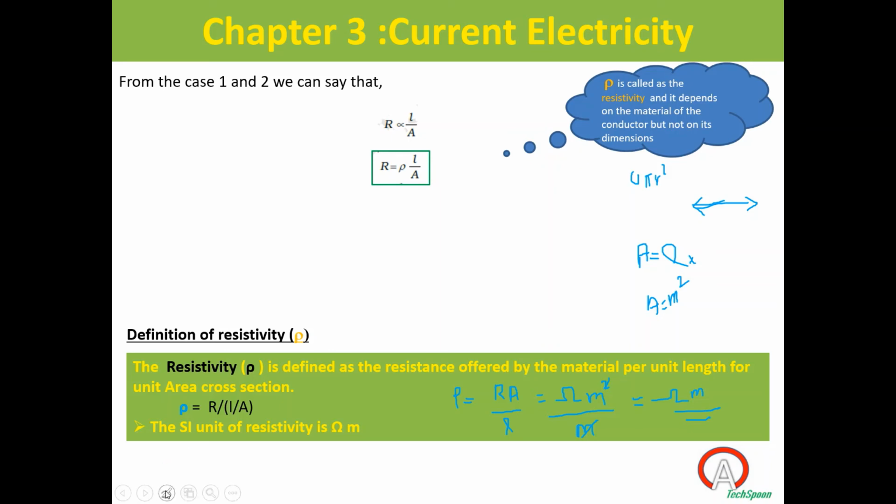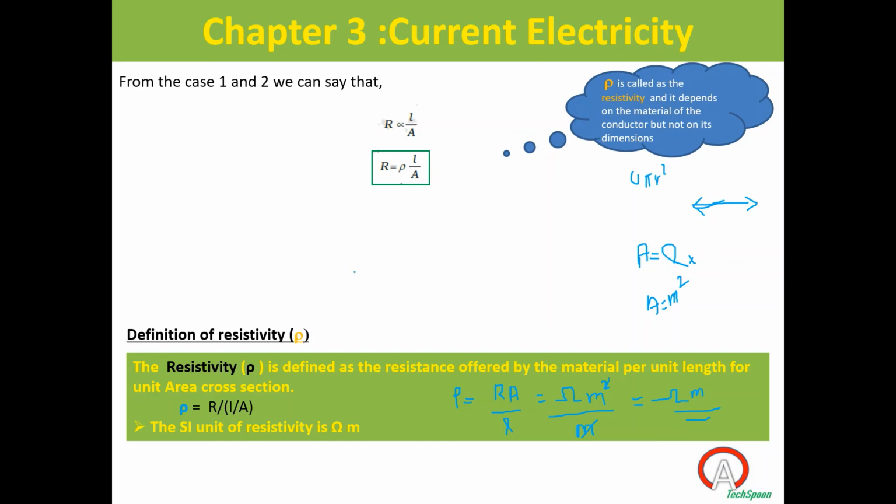Yes, sir. Okay. So if you are not remembering, if they are asking the unit of some quantity in exams and you are not able to remember it, try to write down the equation and find out the unit. Okay, it will be very useful for you. So what is meant by resistivity and what is its SI unit? Now it's clear. But can you visualize this resistivity?